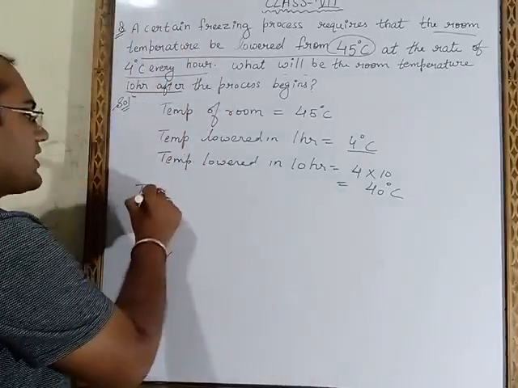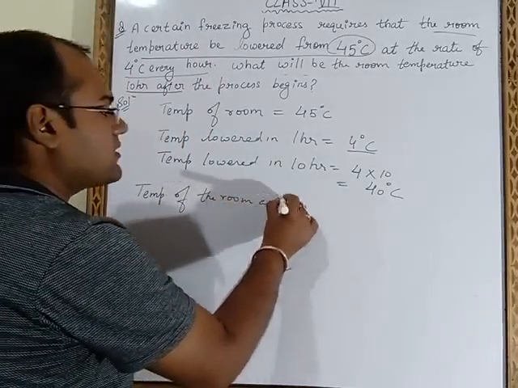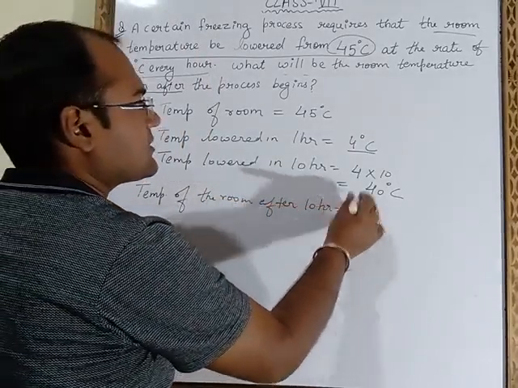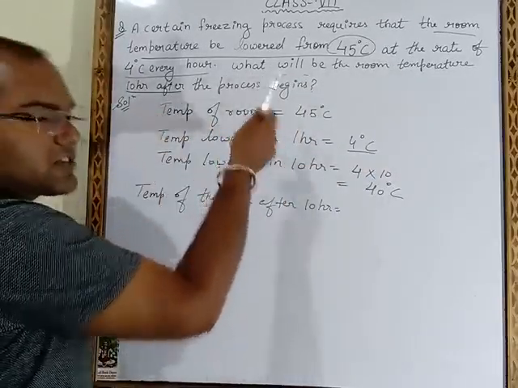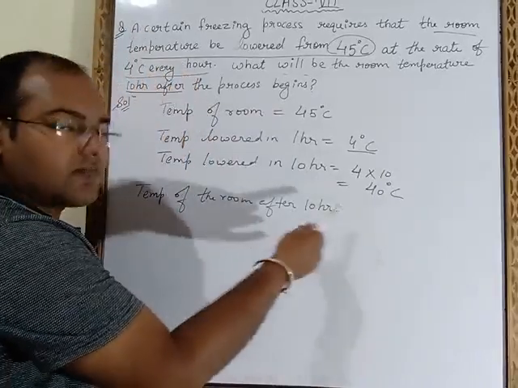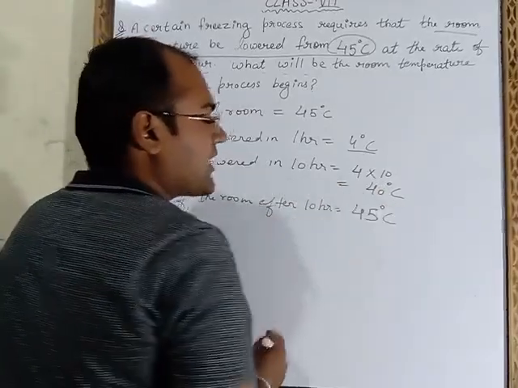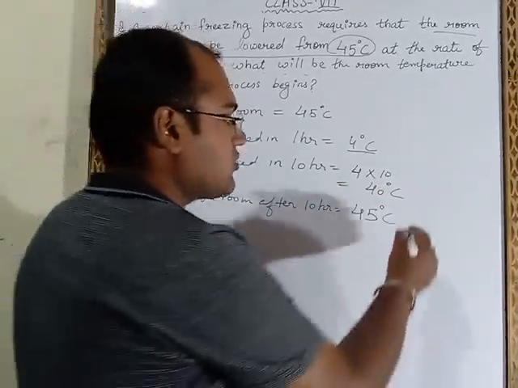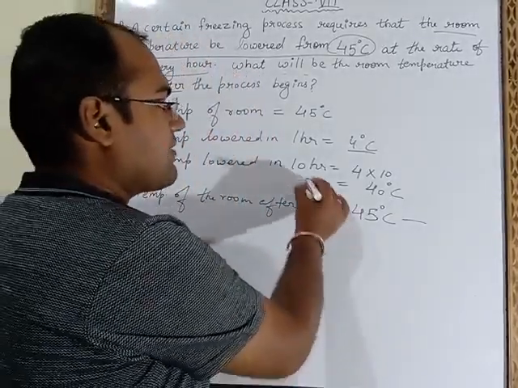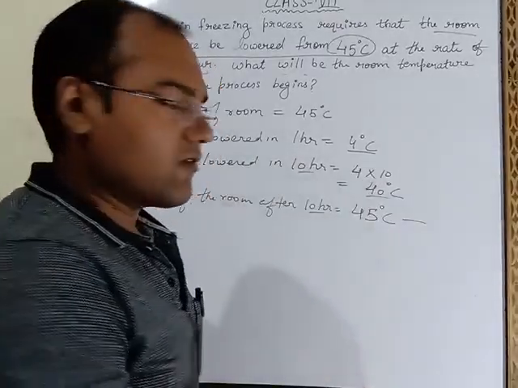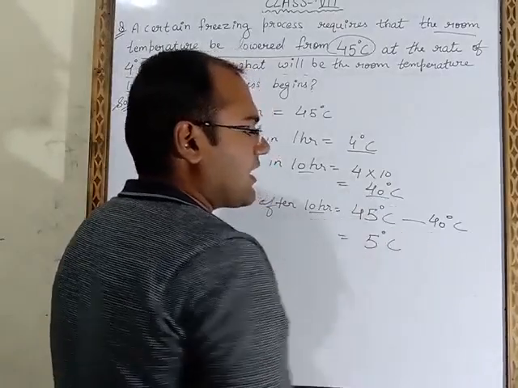Now you have to write the temperature of the room after 10 hours. What is being asked? What will be the room temperature after 10 hours? So we have to find the temperature of the room after 10 hours. Earlier the temperature of the room was 45 degrees Celsius, but every hour it is getting reduced. So we have to subtract. How much does it get reduced in 10 hours? In 10 hours the temperature went down by 40 degrees Celsius. So we have to reduce 40 degrees Celsius here. That means the answer is 5 degrees Celsius.